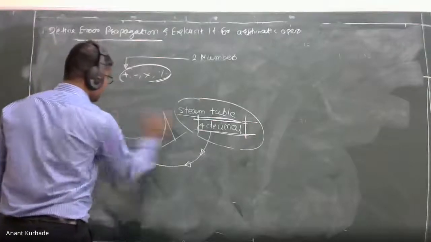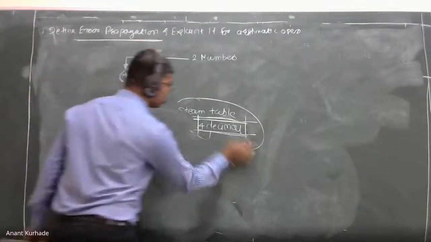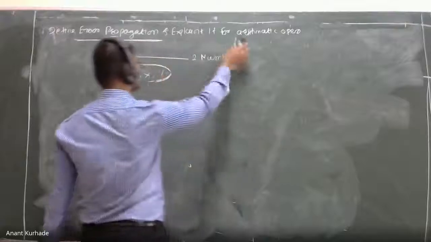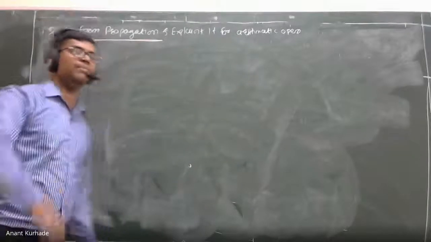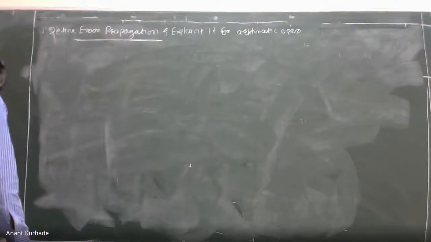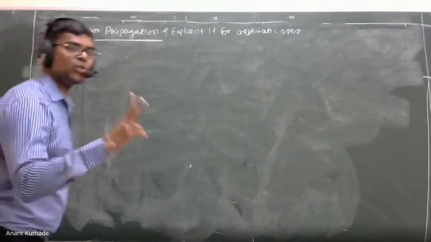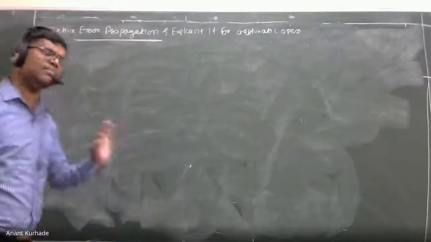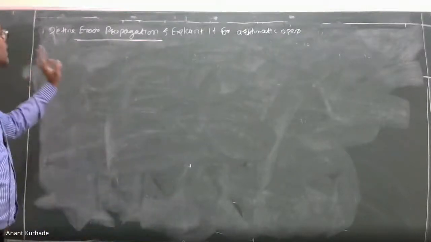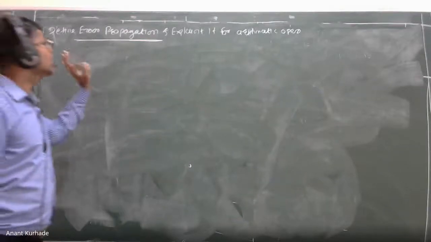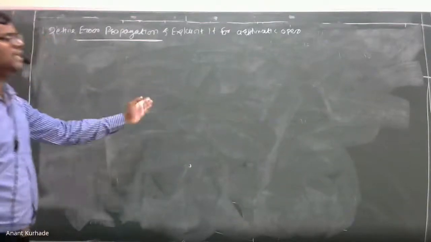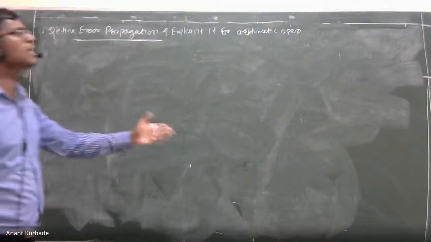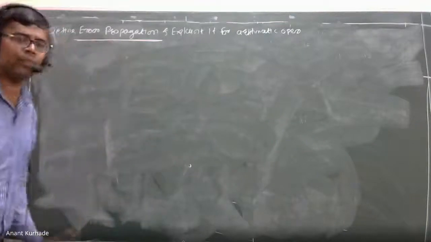So the basic requirement to show this propagation in addition, subtraction and multiplication is two numbers. You can define error propagation in your own words and write simply: how the error will travel during arithmetic operations plus, minus, multiplication. This is called error propagation.